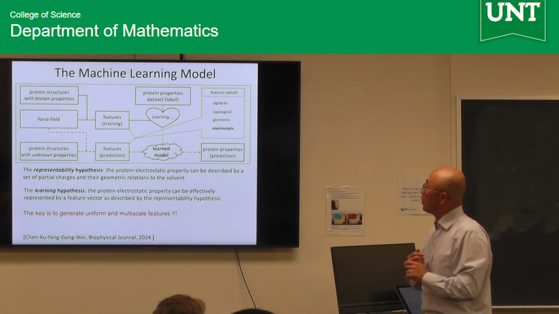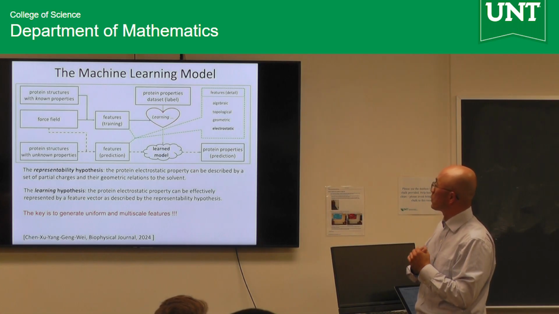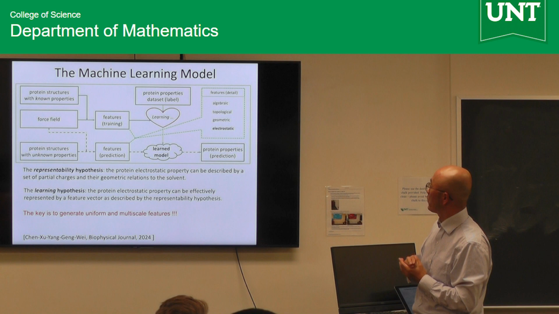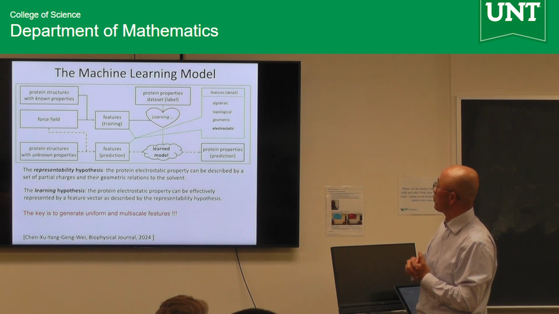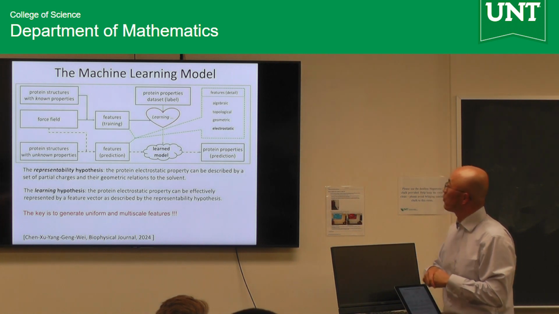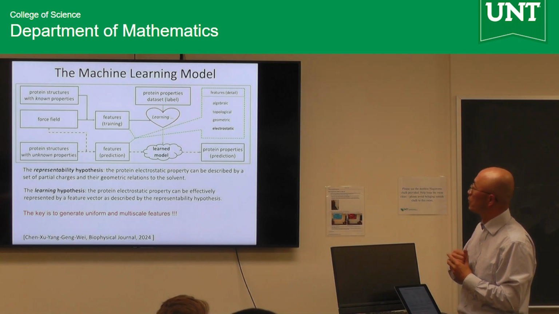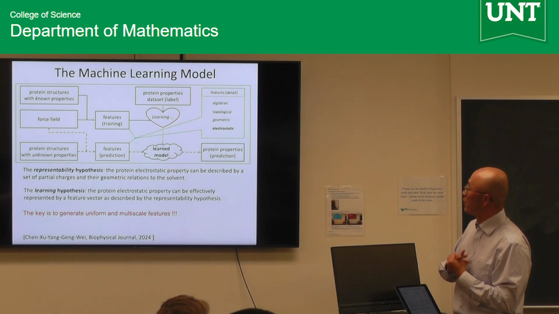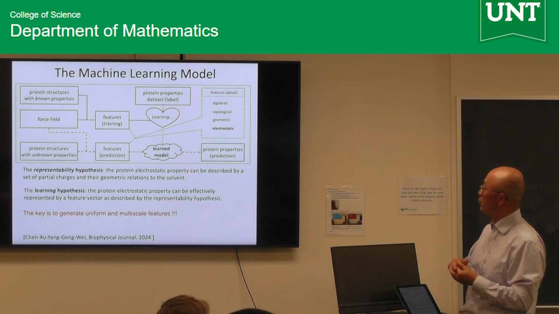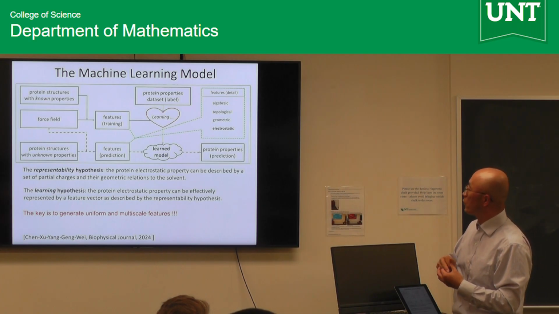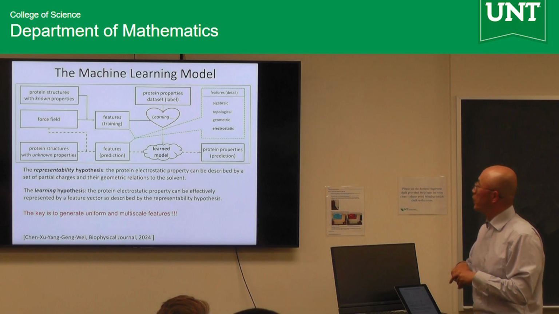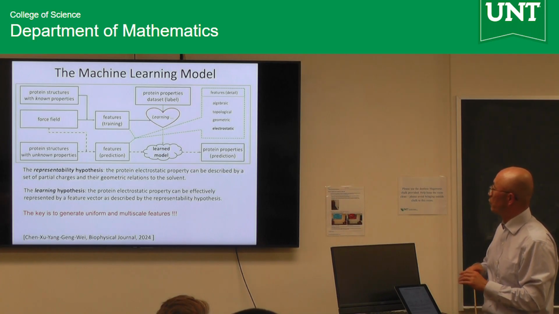Okay? So here we have two hypotheses. Number one is called the representability hypothesis. Basically, the protein's electrostatic property can be described by a set of Poisson charges and their geometrical relationship to the solvent. The other one is the learning hypothesis. The protein electrostatic property can be effectively represented by a feature vector as described by the representability hypothesis.